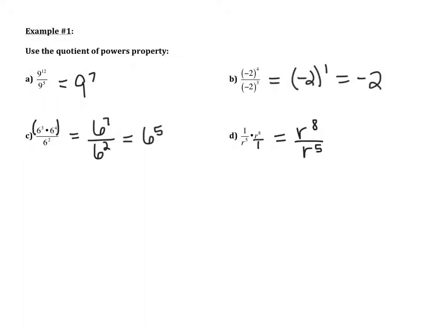So now I just have a division problem, so I'll subtract the powers. So I keep the same base, and r to the 8th divided by r to the 5th. 8 minus 5 is 3, so my final answer would just be r to the 3rd.